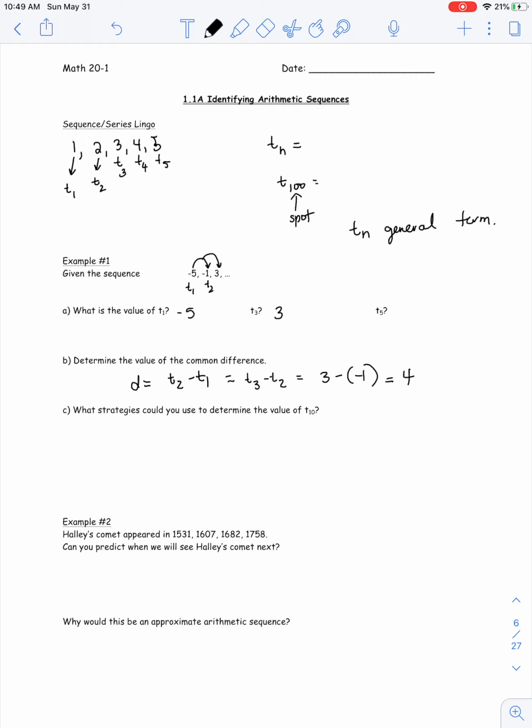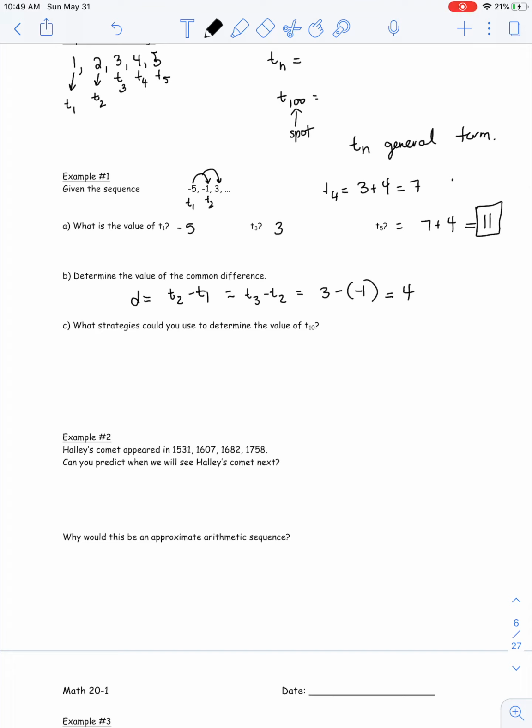So from -5 to -1, I added 4. From -1 to 3, I added 4. And if I keep doing that, I'm going to get to the next term. So we can use that to solve for term 4. So that would be 3 plus your common difference. So that would be 7. And then term 5 would be 7 plus your common difference, which is 11. So that's our answer for term 5.